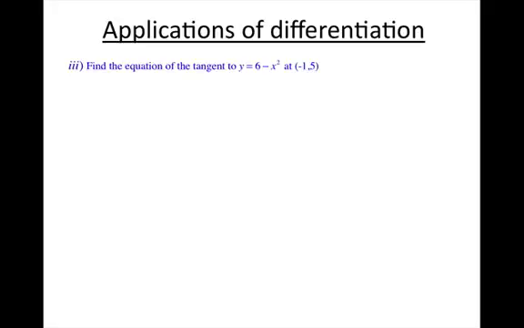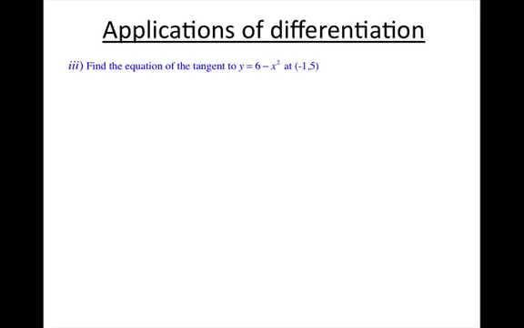Okay, next one. Find the equation of the tangent to y equals 6 minus x squared at minus 1, 5. So a couple key differences here between this and the last question. First one being, it says find the equation, not find the gradient of the tangent, but find the equation of the tangent to y equals 6 minus x squared. So we want to go beyond just finding the gradient, but actually then go ahead and find the entire equation of the tangent.